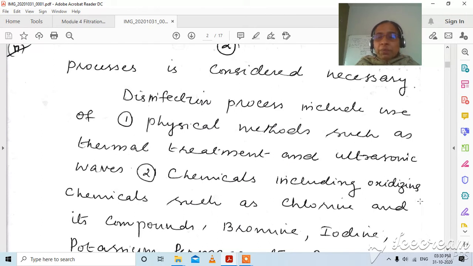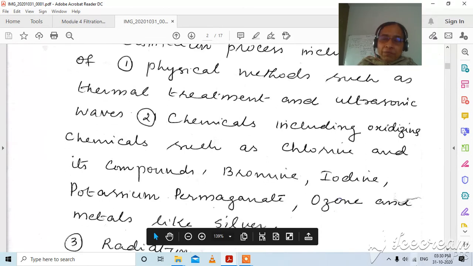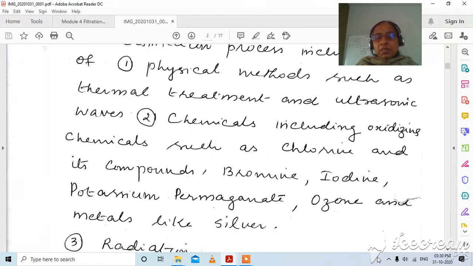Now what are the different methods available? There are different physical methods, then chemical methods, and then there are some physiochemical methods, that means certain physical as well as chemical reactions combined together, or we can disinfect or inactivate the microorganisms by the use of certain processes like radiation. Again, we cannot say that it is a physical operation, but it is not a chemical process, it is something else.